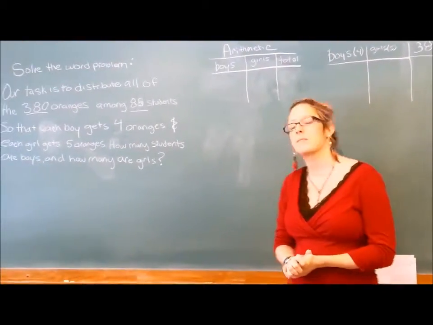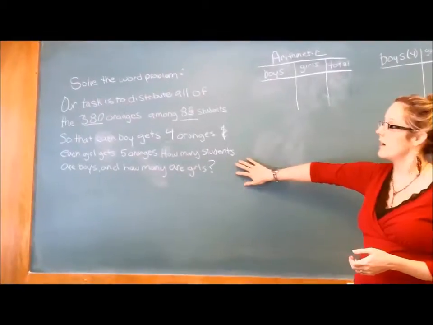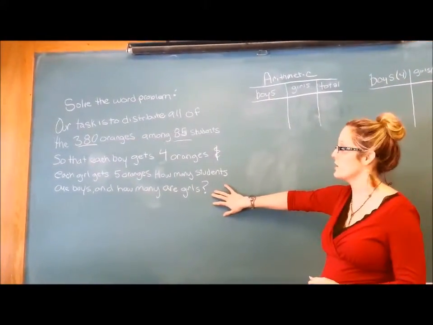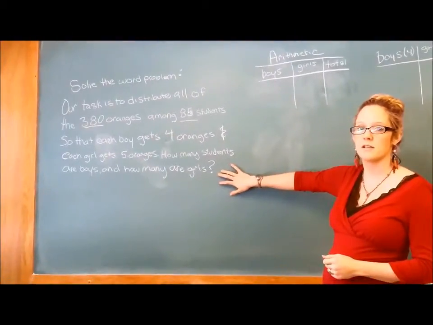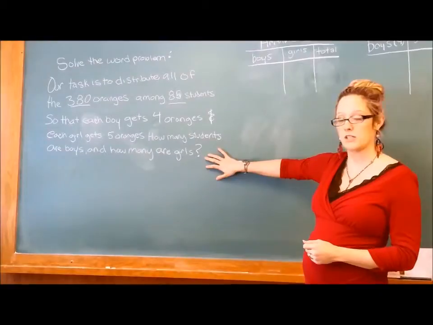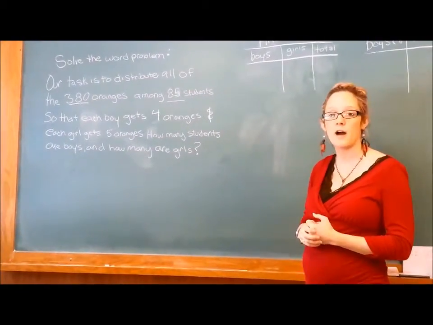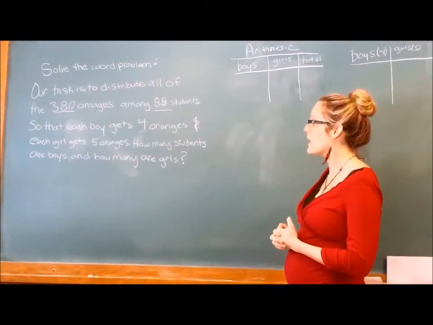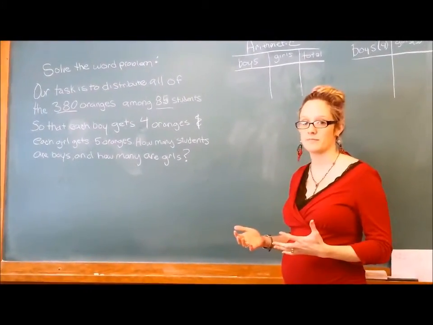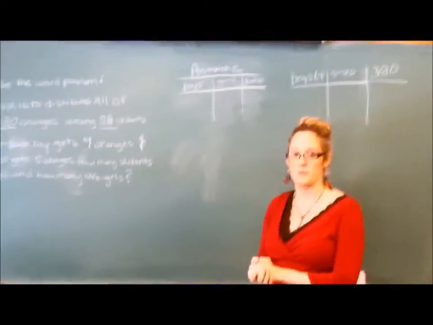So let's get started. First, our problem is here, and our task is to distribute all of the 380 oranges among 85 students, so that every boy gets 4 oranges and every girl gets 5 oranges. So we need to find out how many students are boys and how many students are girls. Okay, so let's start with the arithmetic method.